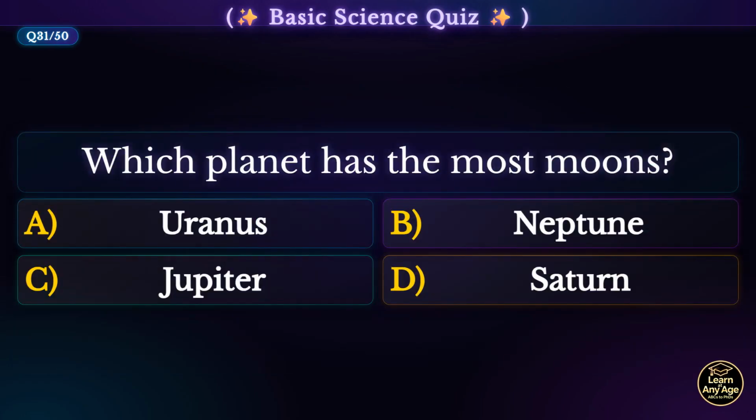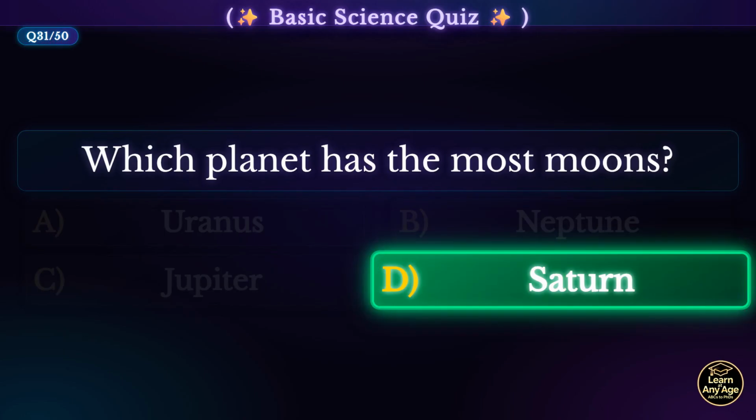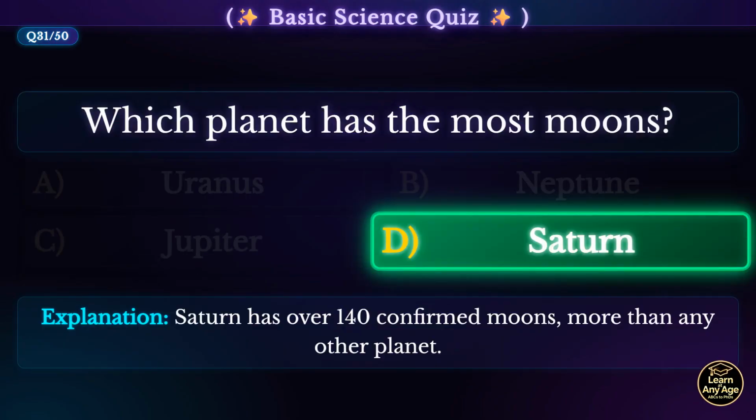Which planet has the most moons? Uranus, Neptune, Jupiter, Saturn. Saturn. Saturn has over 140 confirmed moons, more than any other planet.